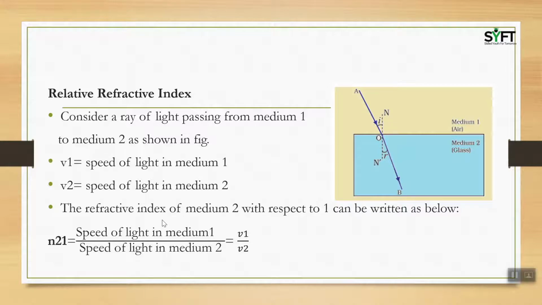The refractive index of medium 2 with respect to medium 1 can be written as n21. This is your relative refractive index. It can be calculated by the speed of light in medium 1 divided by the speed of light in medium 2, that is v1/v2. So now you got clear how we can calculate relative refractive index?